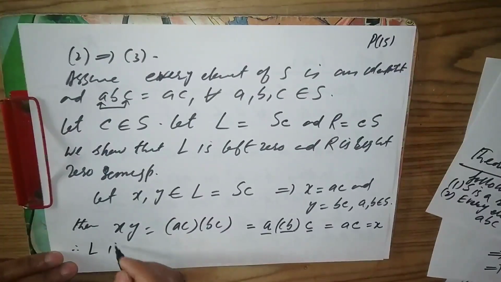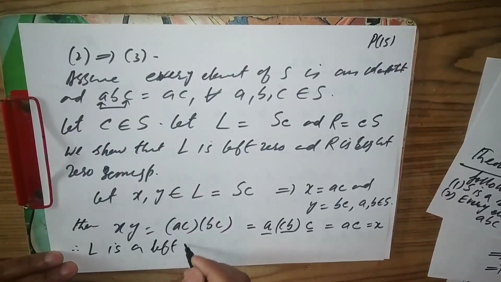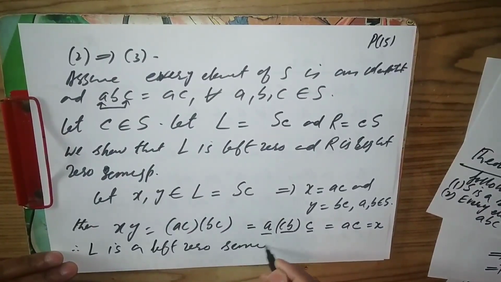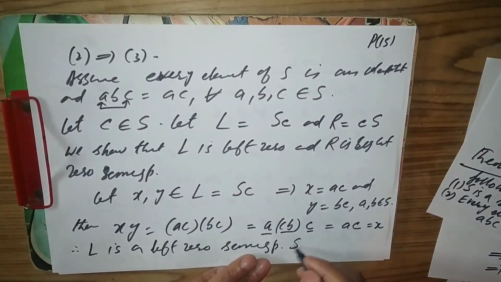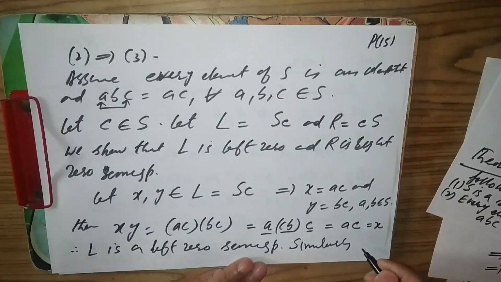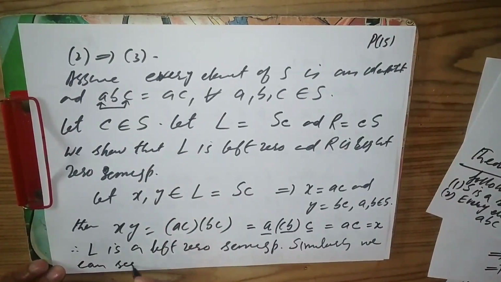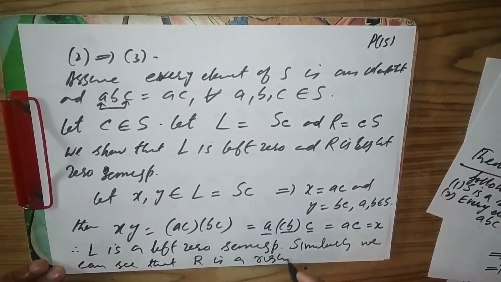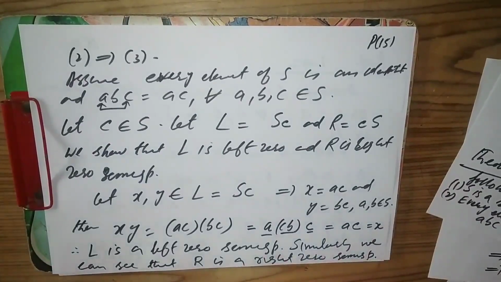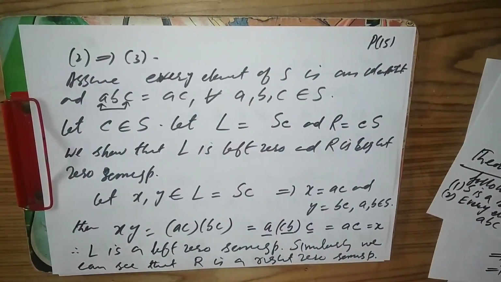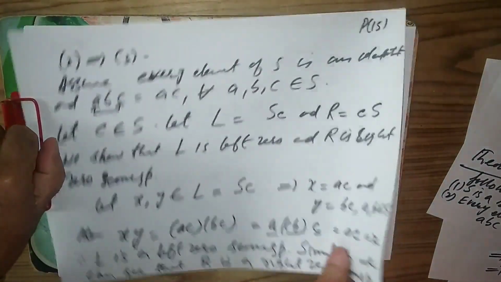Therefore L is a left zero semigroup. Similarly, we can see that R is a right zero semigroup. So L is a left zero semigroup, R is a right zero semigroup. Now I will show that S is isomorphic to L cross R.